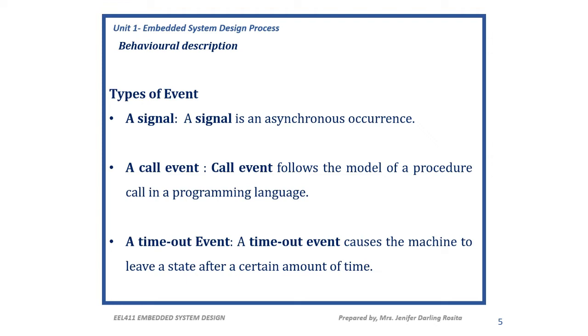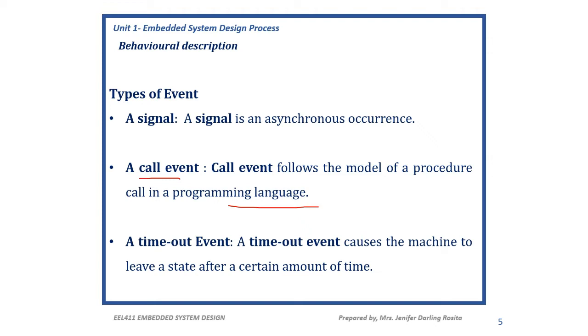So now the next type of event is called a call event. What happens? This happens between the routines or the procedures inside the programming structure. Okay, a call event follows the model of a procedure call in a programming language. So inside the programming language, a call can be given to a second event or a third event with the help of the first event. So what happens? As soon as a call is given to the second or third event, what happens?